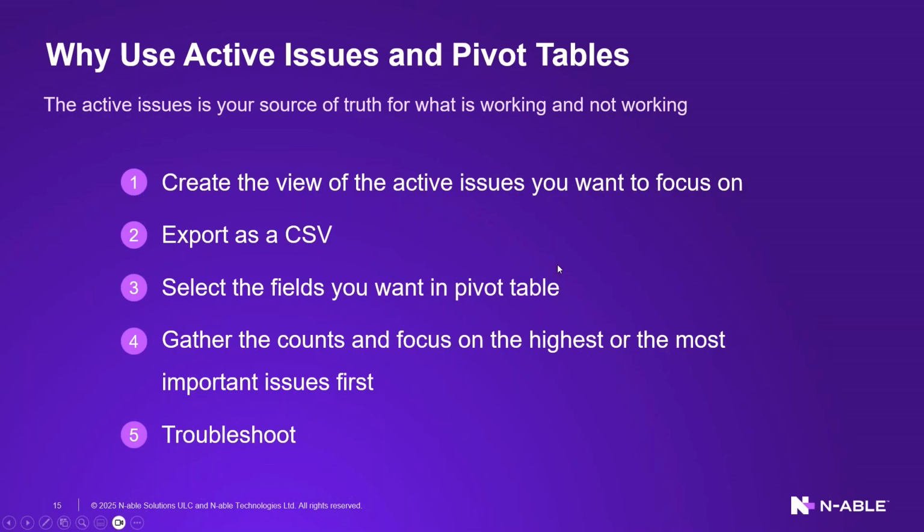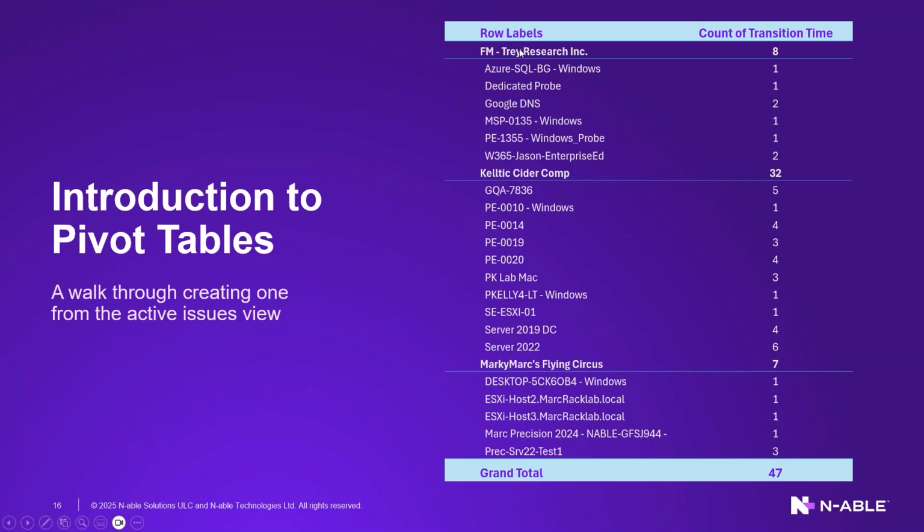You may be responsible for just patch. So if you're the patch guy or girl, maybe you just want to focus on just patch and then get a good semblance of what's going on there in terms of amounts and counts. Gather the counts and focus on the highest or the most important issues first, and then troubleshoot. Okay. And as you can see here, you've got your row and your count of transition time, right? So this is a really good way to sort the data so that you know where to start. And again, already did this walkthrough.